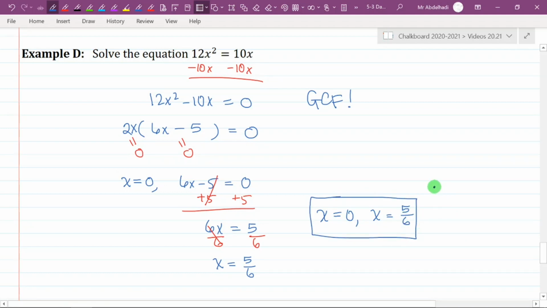And if you wanted to, you could plug these back into the original equation and check your work. You can clearly see that if you put a 0 here and a 0 here, this would be 0 equals 0, which is true. So that definitely works. And it just so happens that 5/6 will also work. All right, if you're in the academic class, you're done. If you're in the honors class, stick around for one more thing.